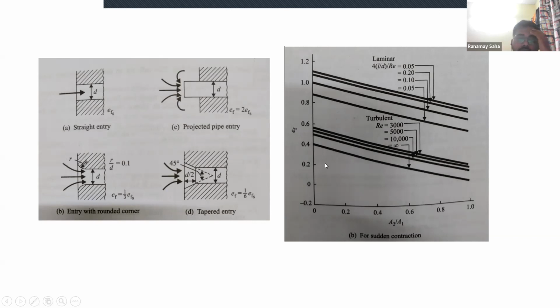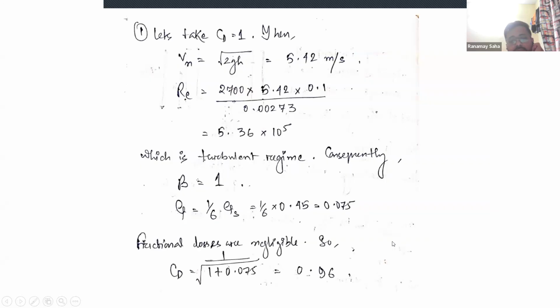Now at A2 by A1 equal to 0, we directly have the y-axis, the EF axis, and at the Reynolds number of 10 to the power 5, which is almost infinity. I mean, not infinity, but above 10,000, we consider it as very large. So for that we have around 0.45 of EF, and then for sudden contraction we divide it by 6. These are standardized rules. We find the net friction factor EF divided by 6 comes out to be 0.075. You can see here.